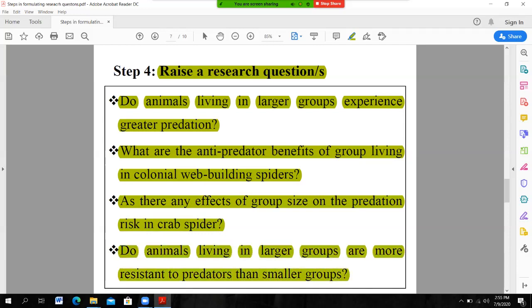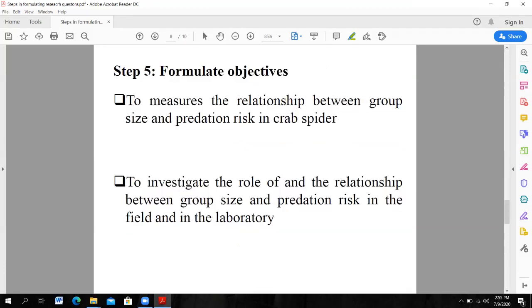So in the fourth step, the researcher must identify a research question after selecting a sub-area of the research, and then after performing an extensive literature review, they have to identify the research gap and then formulate research questions. After formulating a research question, in step 5 the researcher must formulate objectives.